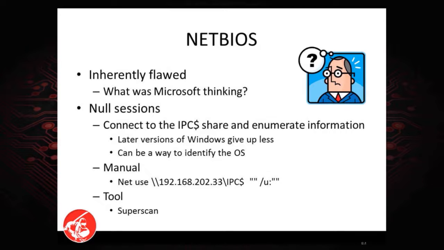And it can be a way to identify the operating system. When you connect to a null session, you can see how much information is coming back from this target. If not a whole lot of information is coming back, it's probably one of the new versions of Windows. We can manually do it with the net use command, and then our universal naming convention, backslash backslash 192.168.202.33 in the example. Any IP address could be there, or any NetBIOS name, and then we connect to the IPC$ share. Again, that stands for inter-process communication. What we do is we use a null user with a null password, which is why we call it anonymous null user. And the tool we like to use to do this is called SuperScan, which is free from Foundstone.